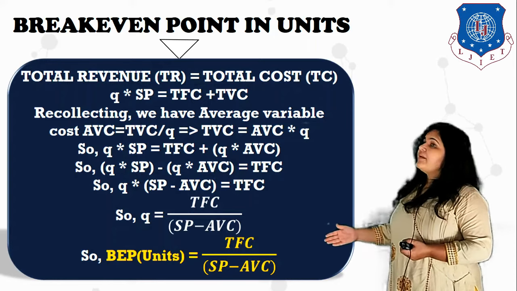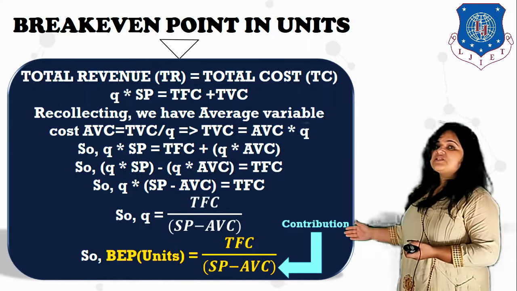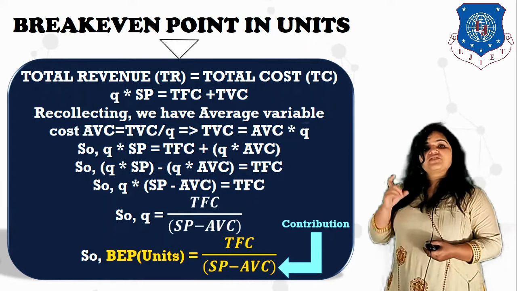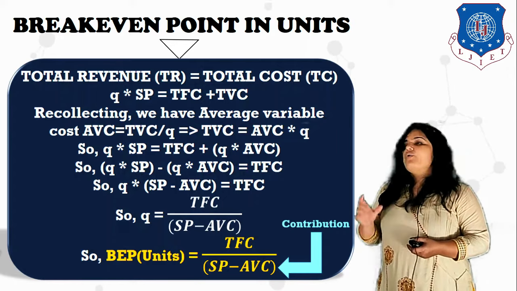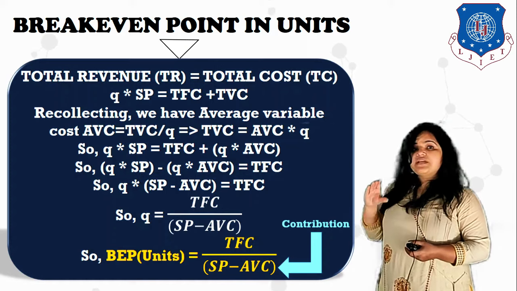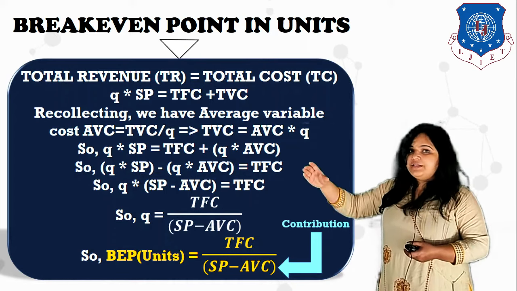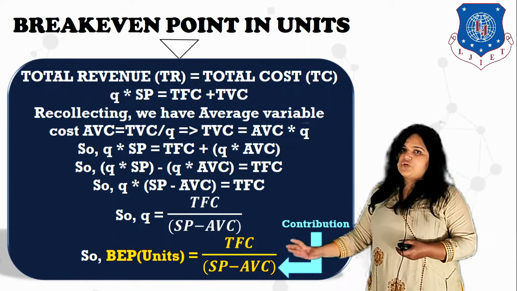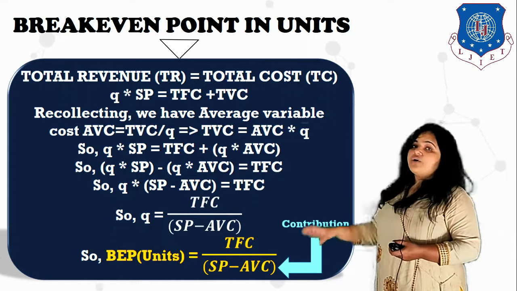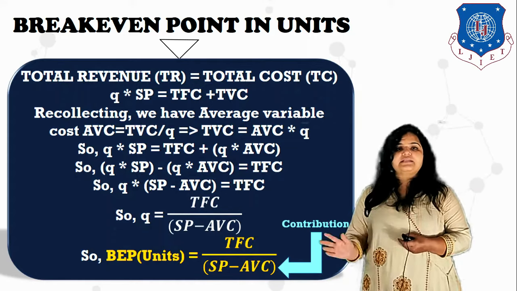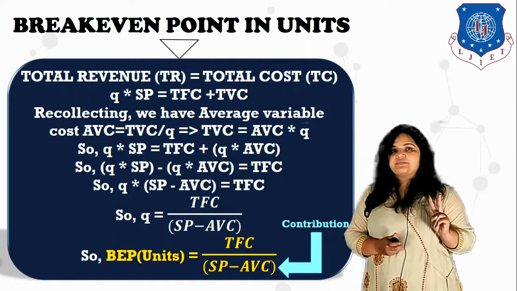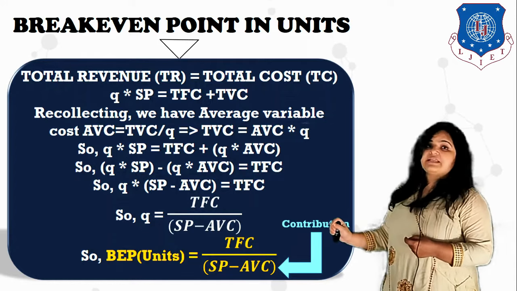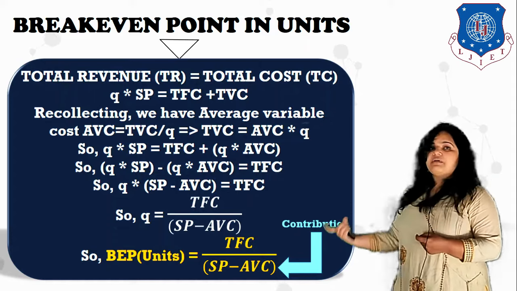The denominator in this formula is termed as contribution. SP minus AVC is known as contribution per unit. What is the contribution of this unit in total profit? Selling price minus average variable cost. Because fixed cost remains constant, we will have the contribution to be SP minus AVC. Remember two things from this slide, students. Break-even point in terms of units is equal to TFC upon SP minus AVC, and contribution is equal to SP minus AVC.